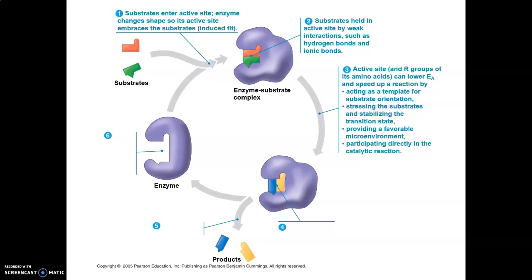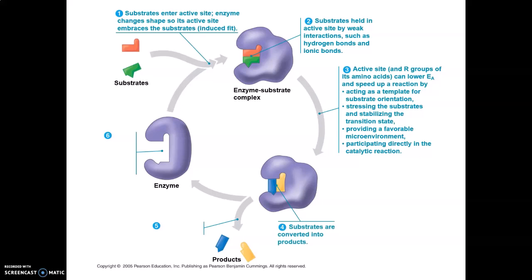It could act as a template for the substrate orientation, meaning it's holding the substrate in a particular position to make the bond form. It can put stress on the substrate, meaning it could bend it or twist it in a certain way to make a bond more likely to break. It could provide a microenvironment. It could be slightly acidic inside of the active site, which helps a reaction take place. Or it could participate directly in the catalytic reaction, meaning a part of the substrate might actually react with and interact with that enzyme as a part of the chemical reaction. We see this a lot with phosphate groups being added or removed from molecules.